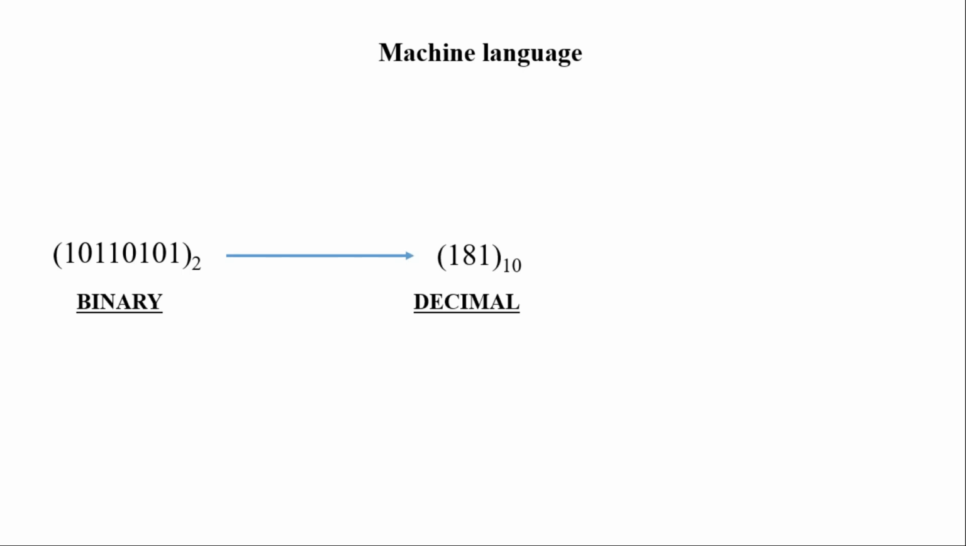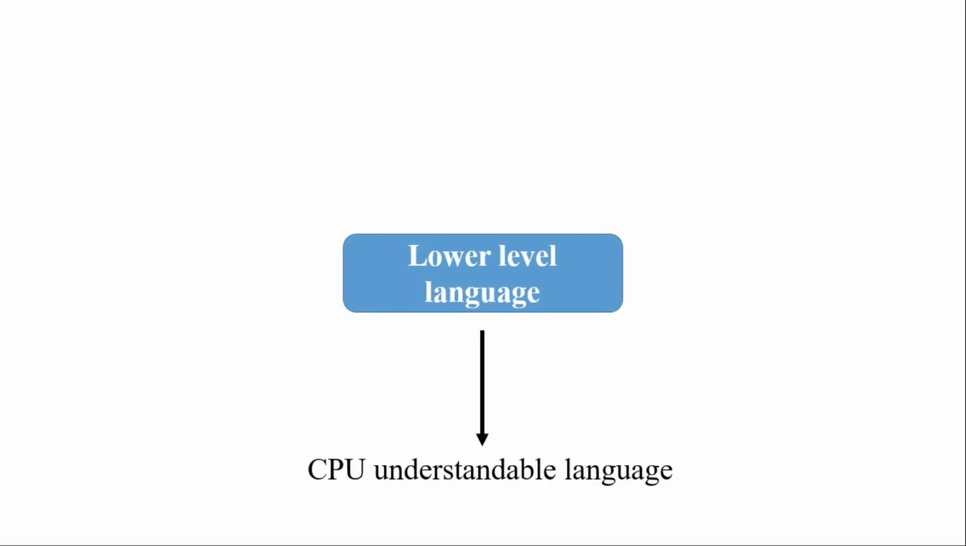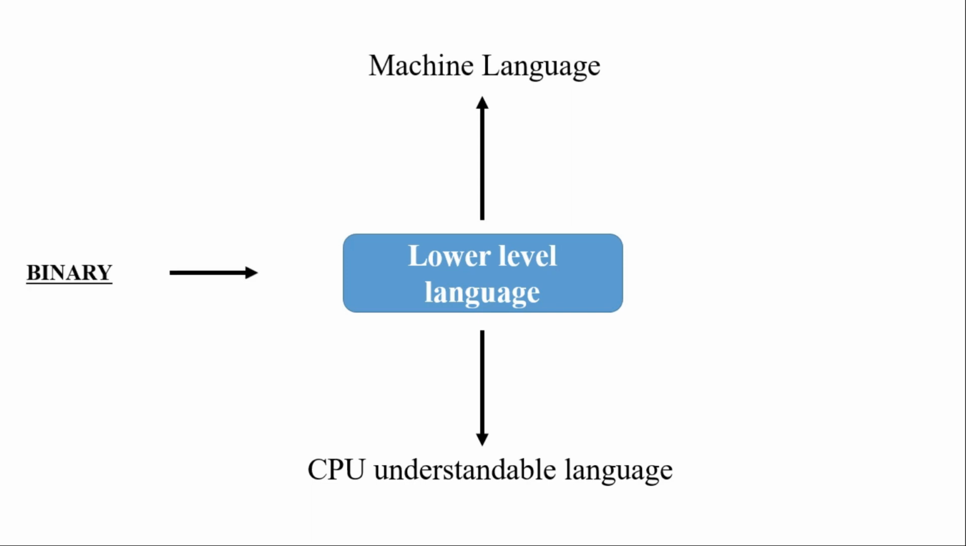Now a programmer will have to deal with a lot of such binary numbers. So in order to represent these binary numbers in a more appropriate way, the world has devised something which is known as a hex code. And the hex equivalent of this number is B5. Because of this, we can also say that a lower level language is a hex code. So by this time, we have seen that a lower level language is a CPU understandable language. It is also known as a machine language. It is represented in binary code, and a more appropriate way of representing this binary code is a hex code.